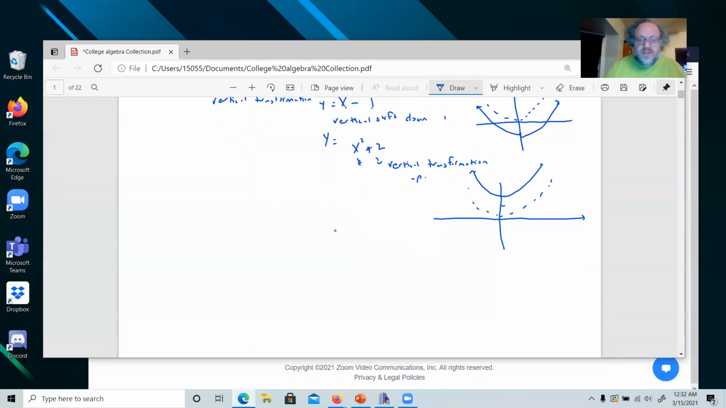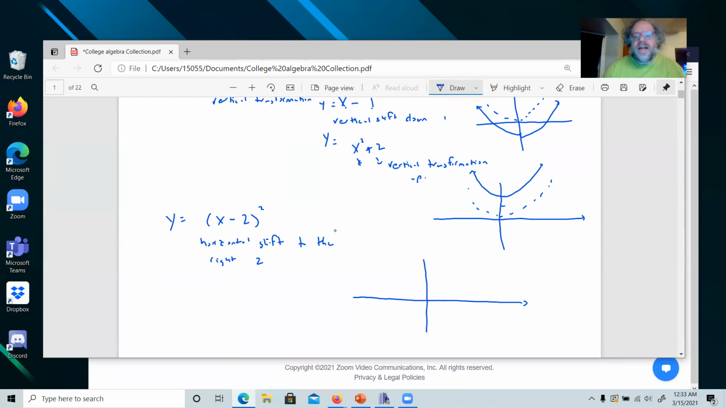Speaking of horizontal translations, right? This is y equals (x minus 2) squared. Remember, this is a horizontal shift to the right 2. I know we see the negative sign and we think left, but it's like, what does x have to be in order for this to be 0? And that's where the translation goes off to the right. Okay, so we would have our parent function, y equals x squared. And then we would go ahead and move it over 2.